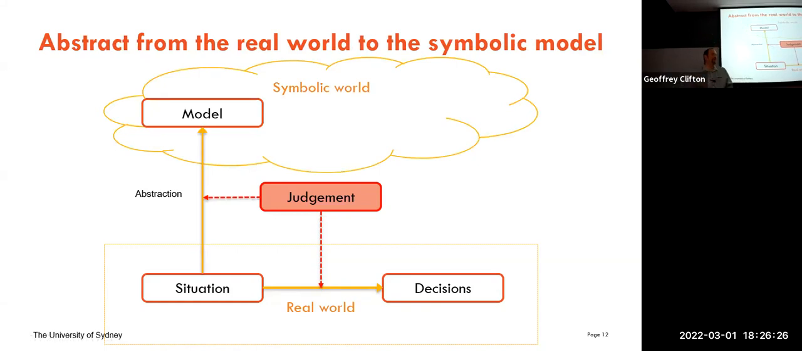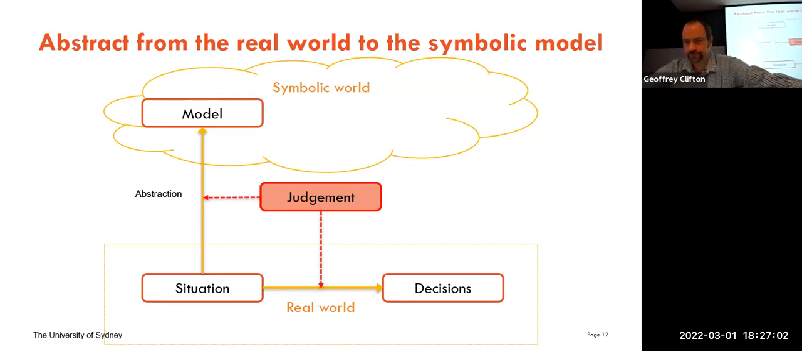So we step away from the real world for a minute and we build a model. The technical term for this is we're abstracting from reality. We're leaving the real world and moving into the symbolic world. Now, you don't need to memorize these terms. Just giving you these terms to explain what's happening. So we're abstracting from the real world to the symbolic world.